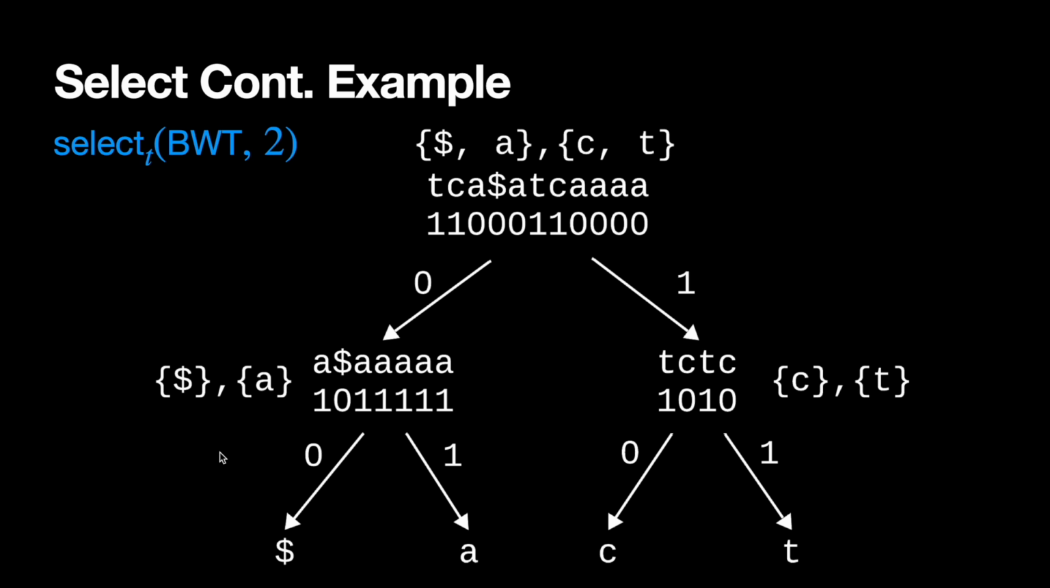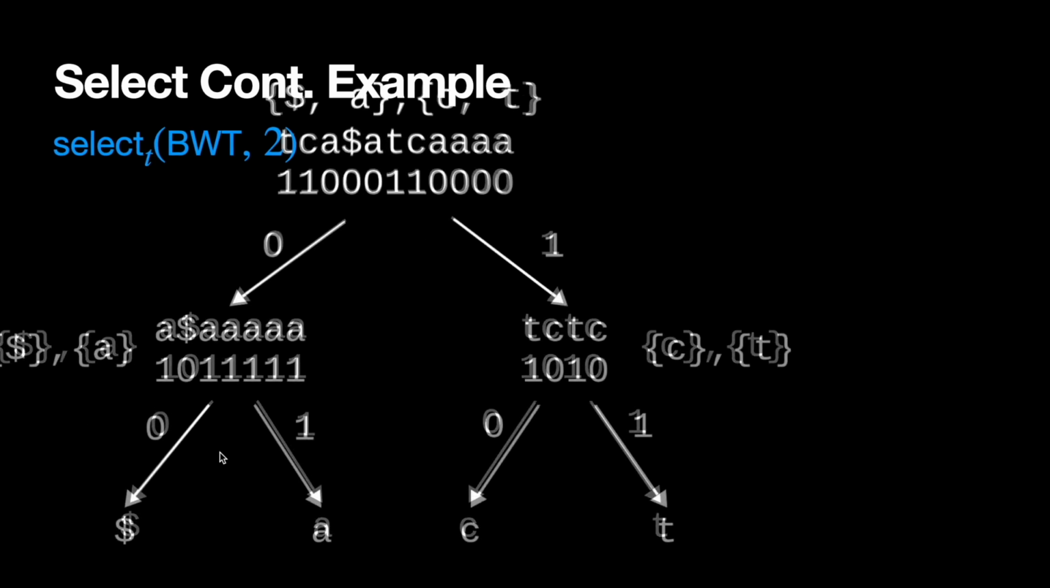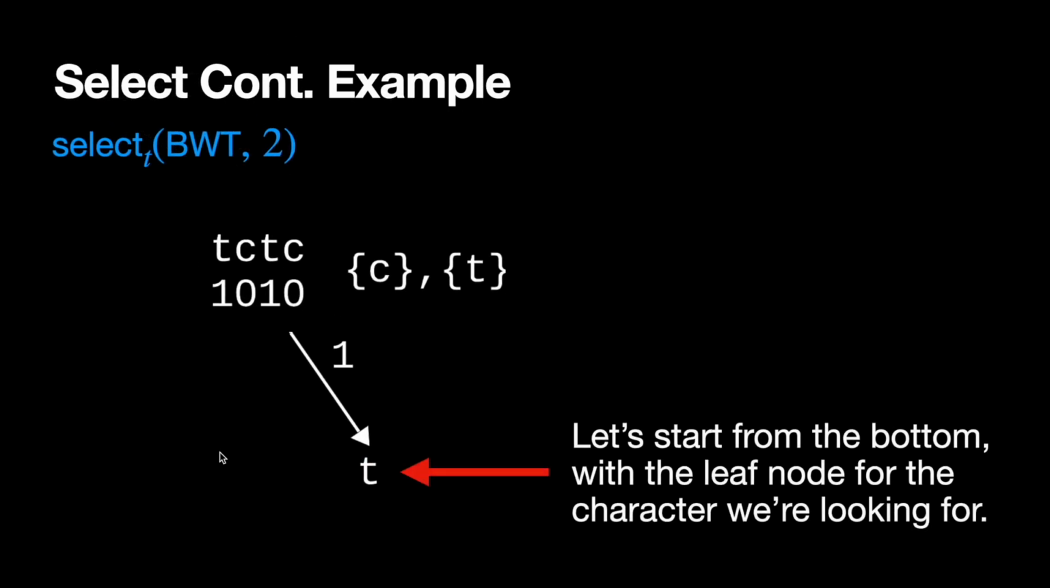We're seeing what is the position of the second occurrence of the character T in the string. So let's see how we go about this. Instead of starting at the root node, we're actually going to be starting at the very bottom, and specifically starting at the leaf node representing this character T.